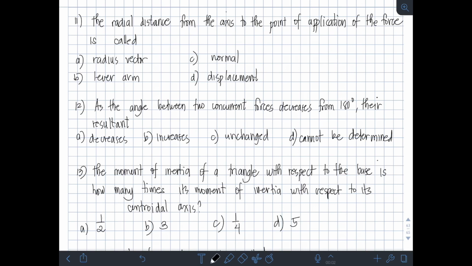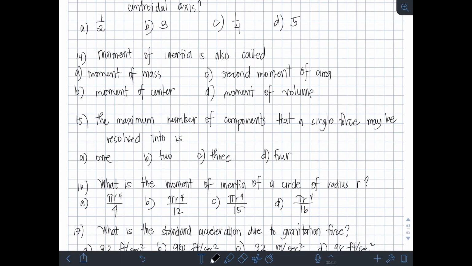13. The moment of inertia of a triangle with respect to the base is how many times its moment of inertia with respect to its centroidal axis. A, 1/2, B, 3, C, 1/4, D, 5. The answer is letter B, 3. 14. Moment of inertia is also called A. Moment of mass, B. Moment of center, C. Second moment of area, D. Moment of volume. The correct answer is letter C. Second moment of area.